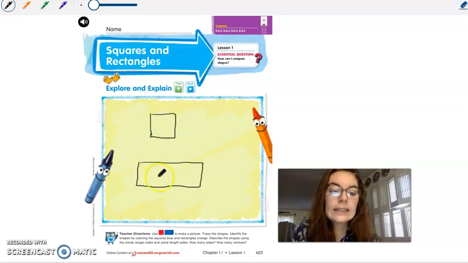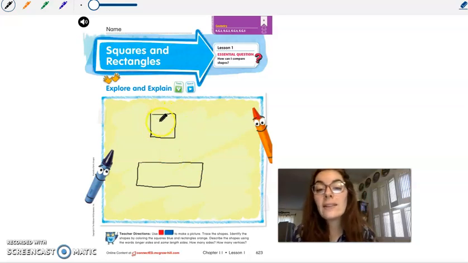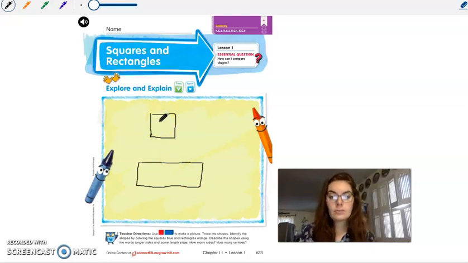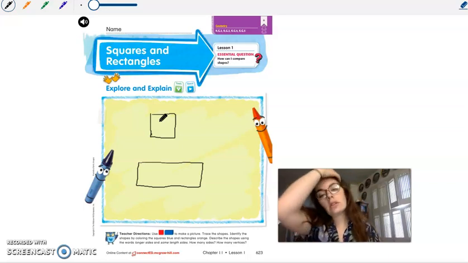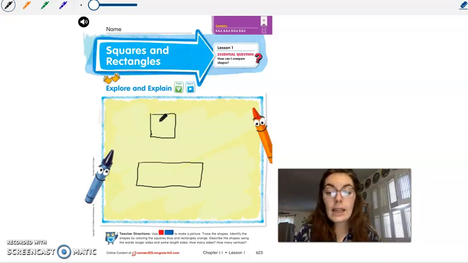Okay, the rectangle has longer sides. Do we see how these are longer? And the square has sides that are all the same length. So make sure you've drawn your square and your rectangle. Square, rectangle. Got it?